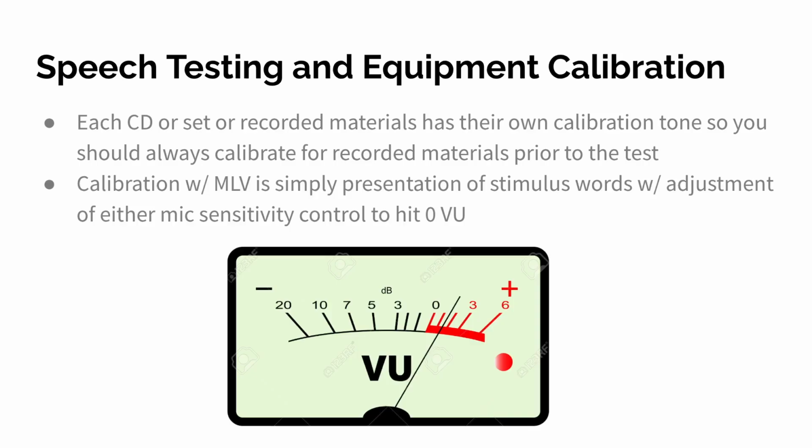Calibration with monitored live voice is simply presenting stimuli, words, for example, with the adjustment of mic sensitivity so that the peaks of your speech hit 0 VU on the VU meter.